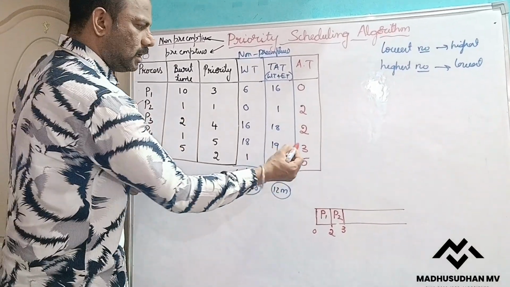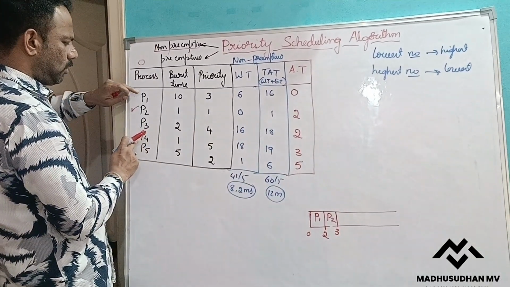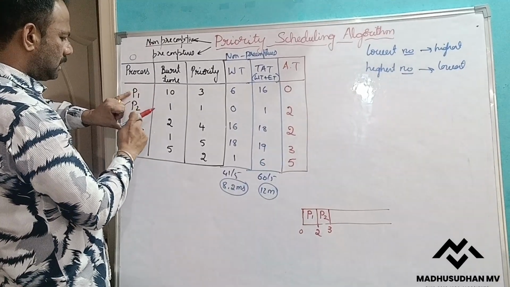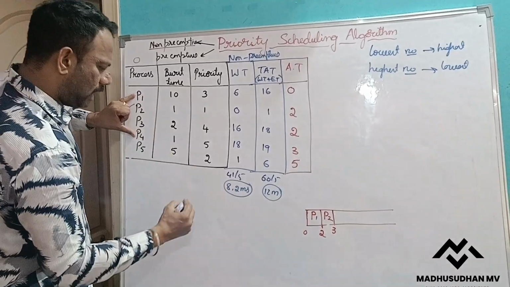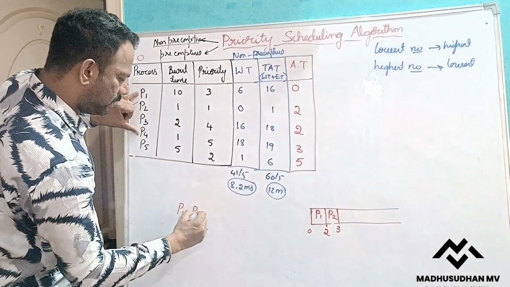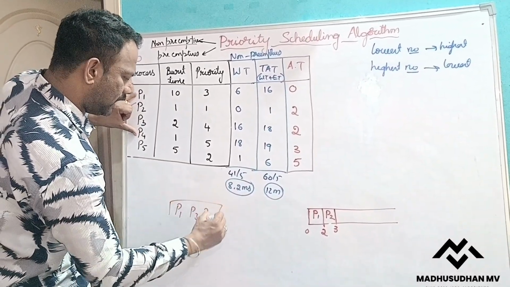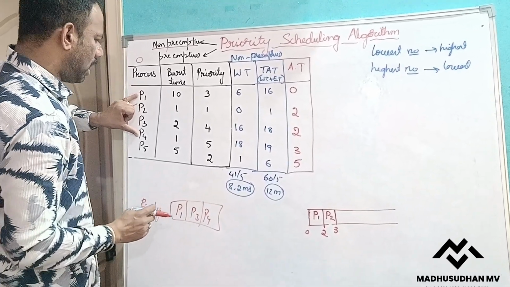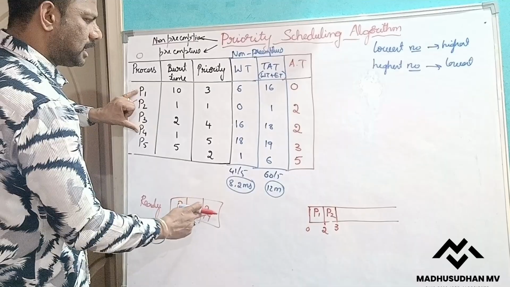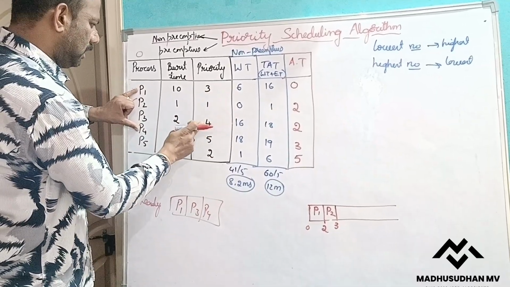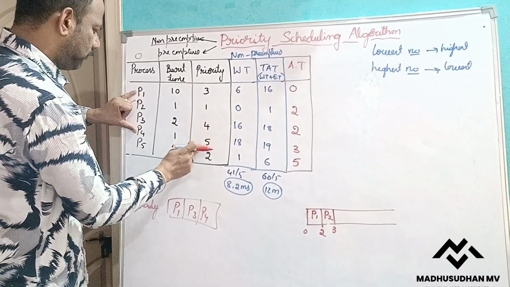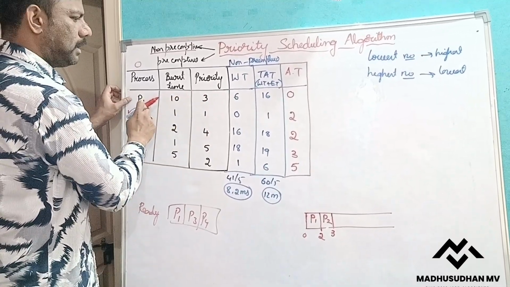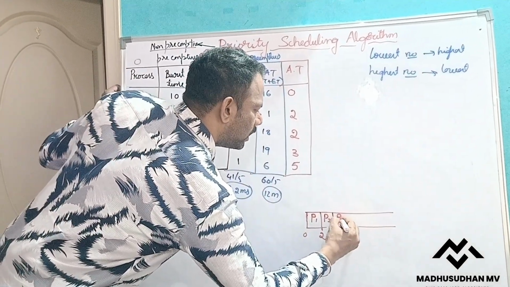At time 3, I got one more process. Now in my ready queue I have P1, P3, P4. This is my ready queue. Which has the highest priority among P1, P3, P4, with priorities 3, 4, 5? P1 has the highest priority. So again I started P1.